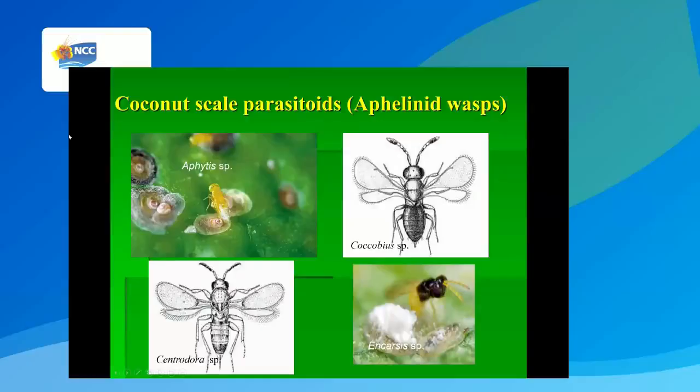But there are also a range of parasites, tiny wasps, that can give good control of that coconut scale. And here I show two photos and two drawings of the four species that we have here in Barbados. They're out there in the environment doing their job. And you see them there: Aphytis, Encarsia, Cocobius, and Centrodora. They are examples of biological control. Totally 100% organic.